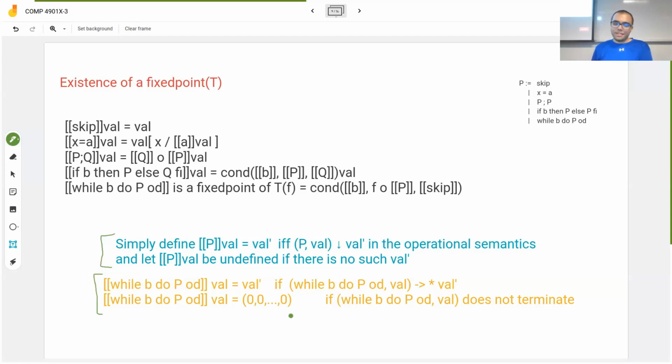Okay, why is that? So do you understand this definition here? So normally I would say that if I apply the meaning of a while to an initial state, I get this final state if when I actually run the while on that initial state, it terminates at this final state. And normally, if my while loop does not terminate, I have to say that this is undefined. But I'm saying instead of putting undefined, let's just put all zeros. And I'm saying that even that is going to give me a fixed point of t.